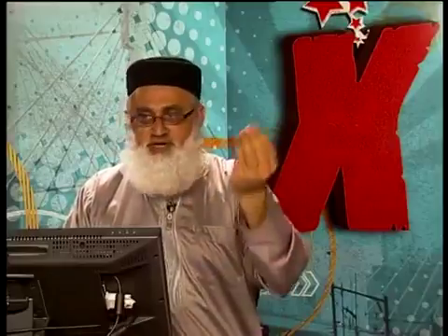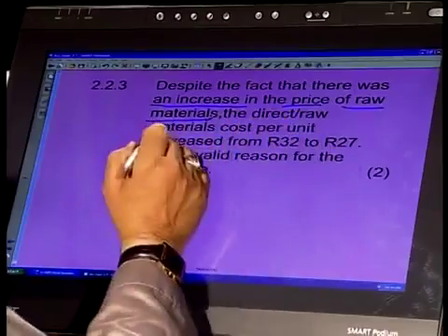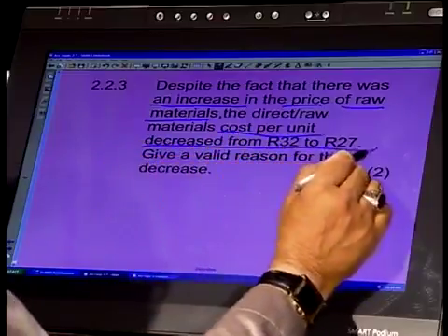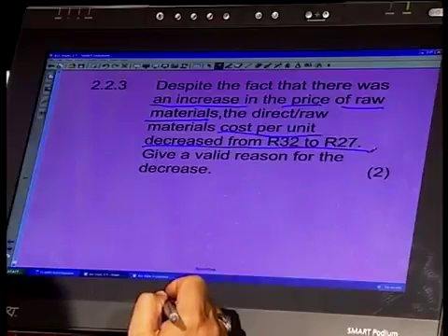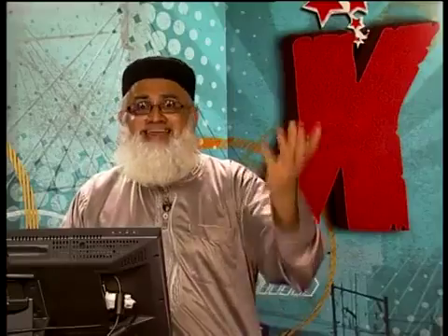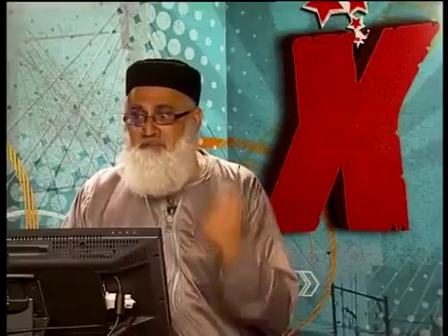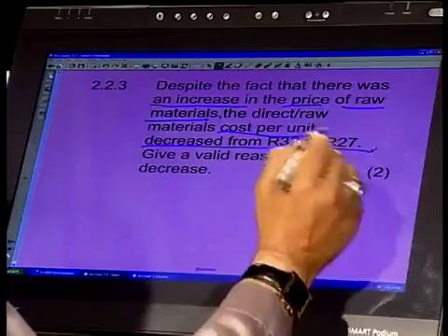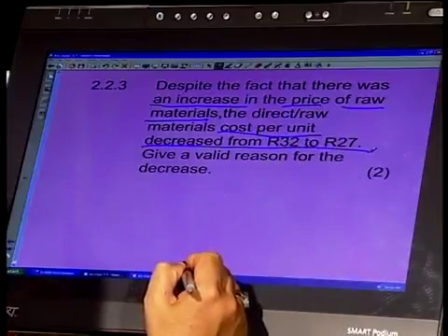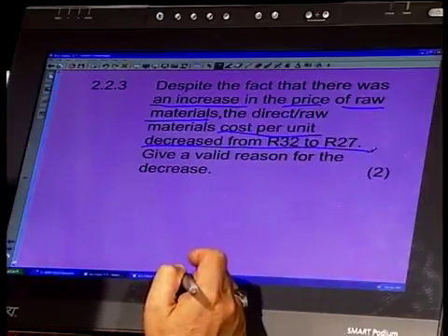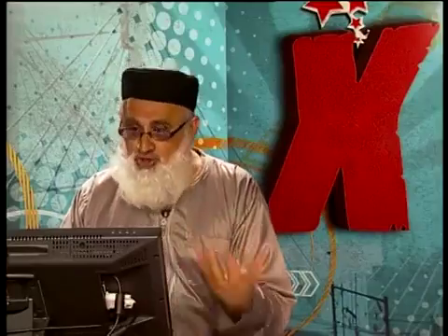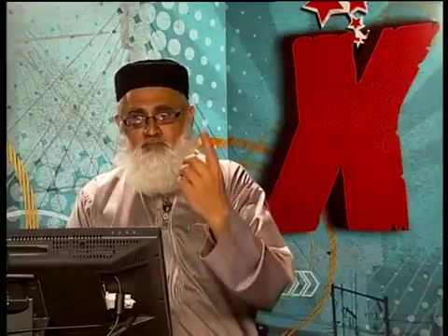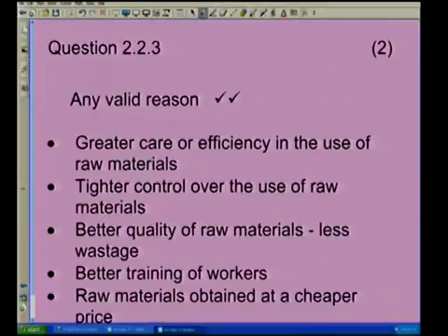Despite the fact that there was an increase, this is important, there was an increase in the price of raw materials. The price of raw materials increased. The direct raw materials cost per unit decreased from 32 to 27. Strange, isn't it? There was a price increase of raw materials, but the cost per unit decreased from 32 Rand to 27 Rand. Give a valid reason for the decrease.